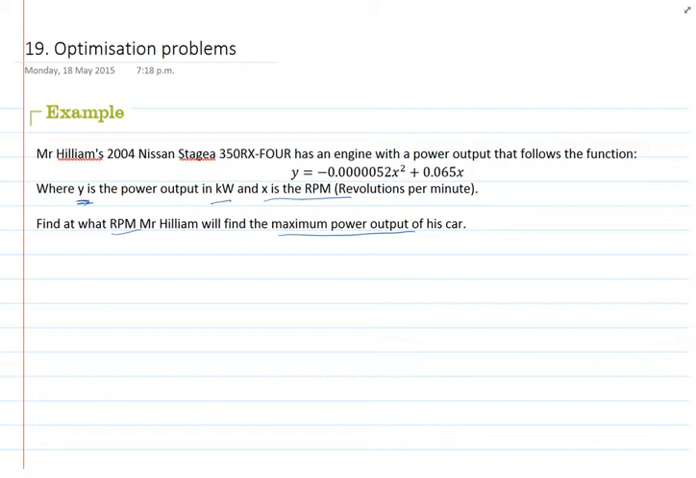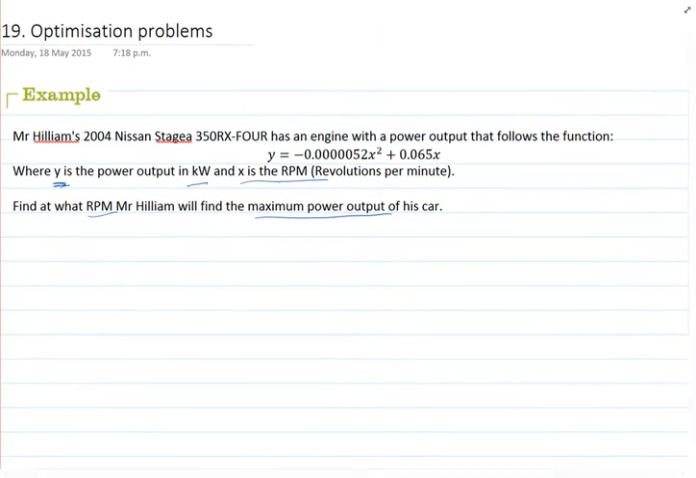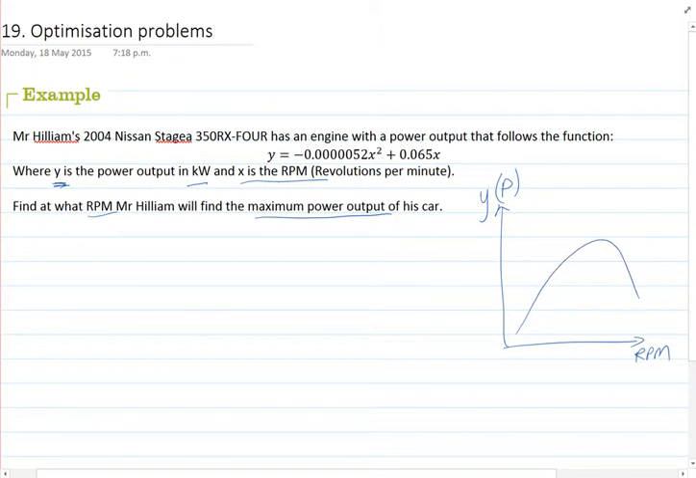Anyway, let's just sketch a graph to give ourselves a bit of context here. So if this is RPM and this is my power, so y, so my power, I'm going to have a graph that looks like this. And I want to find where my maximum power occurs according to the rate that my engine is turning over. And so from the calculus that we already know, we know that at that point the gradient is 0. So for this function, we need to find the gradient function.